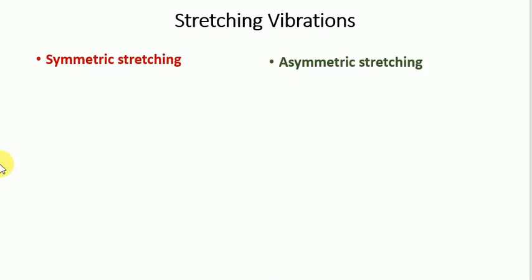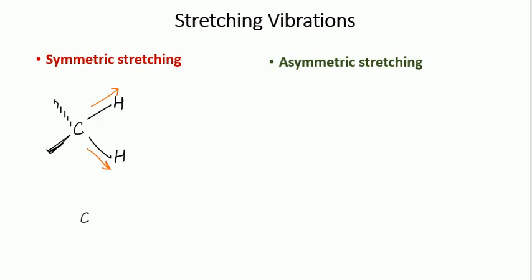Stretching vibrations are divided into two main types, that is symmetric stretching and asymmetric stretching. The name itself indicates that symmetric means symmetry is present while stretching. For symmetric stretching, consider a bond like this. Carbon is bonded to hydrogens, and the valency of carbon we have to maintain here, that is 4 valency. Only consider these two bonds. Symmetric stretching means these two bonds simultaneously elongate, means extend, and contract again. That is called symmetric stretching.